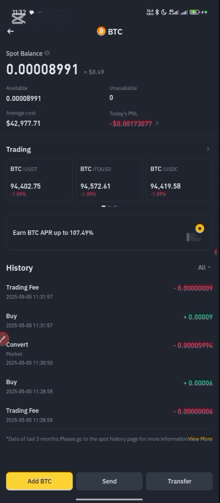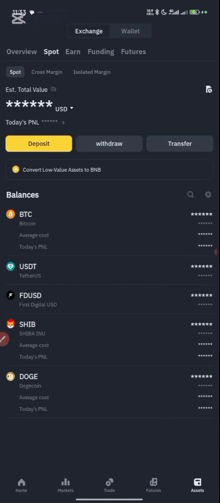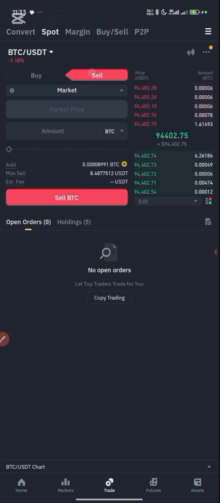As you can see, this is the amount of BTC that we bought. So you just leave it and hold it till Bitcoin rises. And then if you want to sell back, you go back here, trade again, and you select the sell button here. Then if you are selling at market price, you select 100% and then you sell.